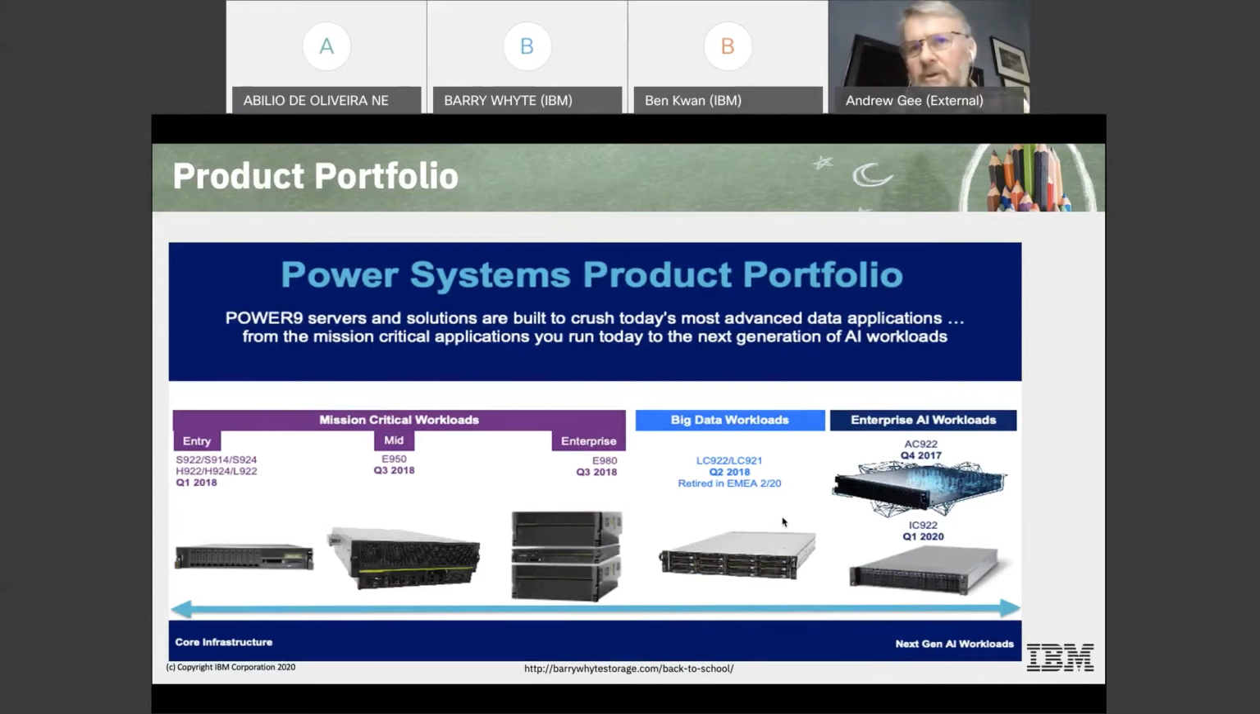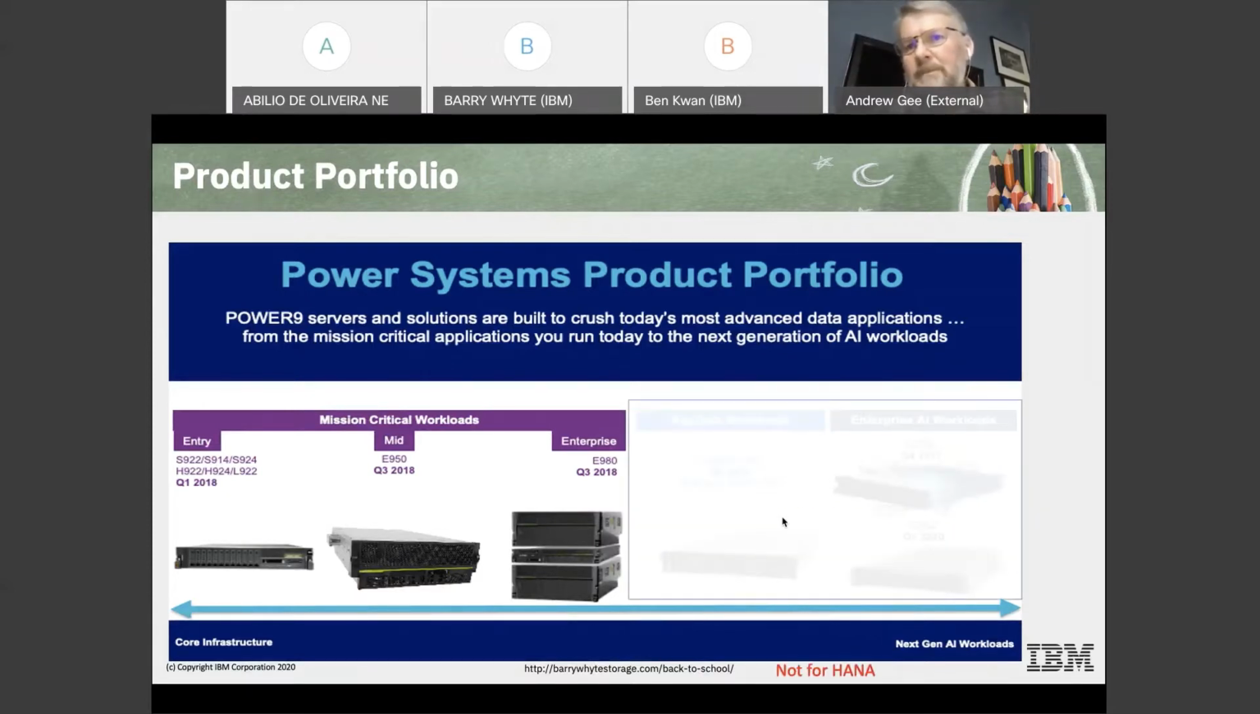The machines over on the right-hand side, which are machine learning, deep learning, AI type boxes with a lower thread count, only 4. We don't use those for HANA. But HANA can work using what we call the TDI system.